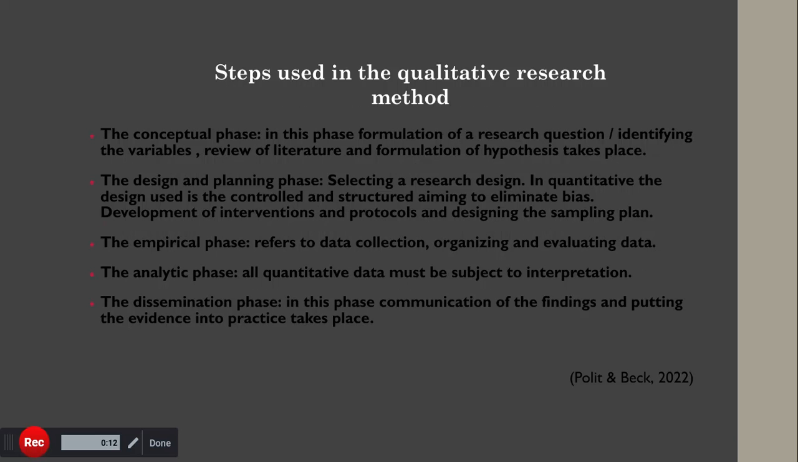Steps used in the quantitative research method. The conceptual phase: in this phase, formulation of a research question, identifying the variables, review of literature, and formulation of hypothesis takes place. The design and planning phase. Here's where you're going to select the research design. In quantitative research, the design is controlled and structured, aiming to eliminate bias. Development of interventions and protocols, and designing the sampling plan.